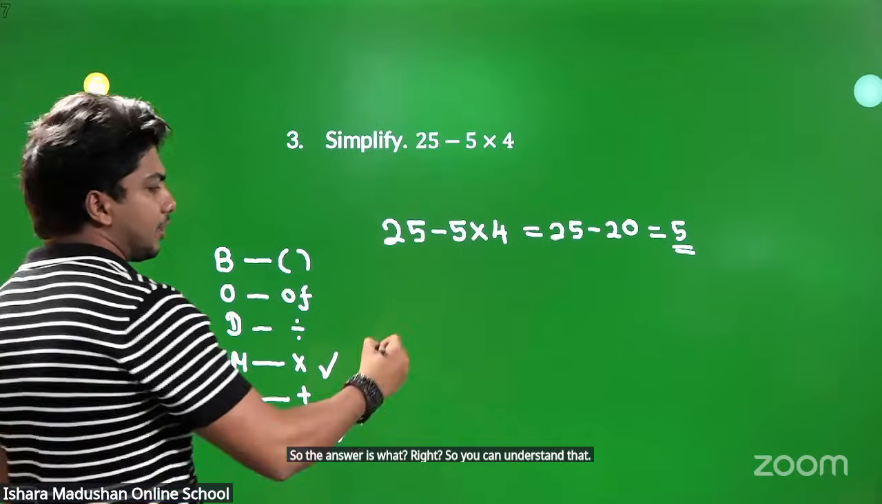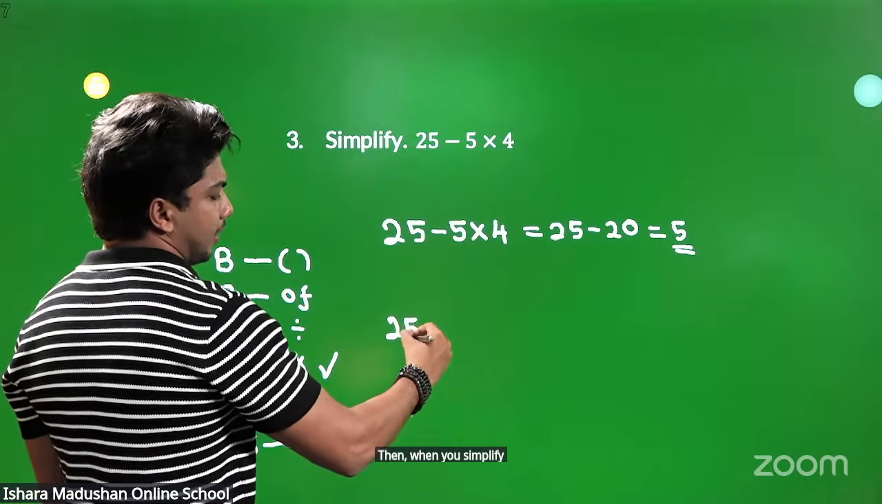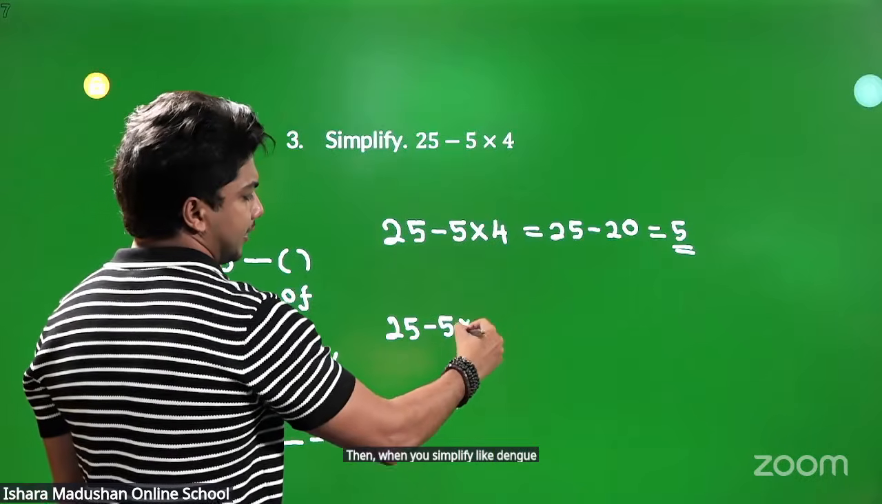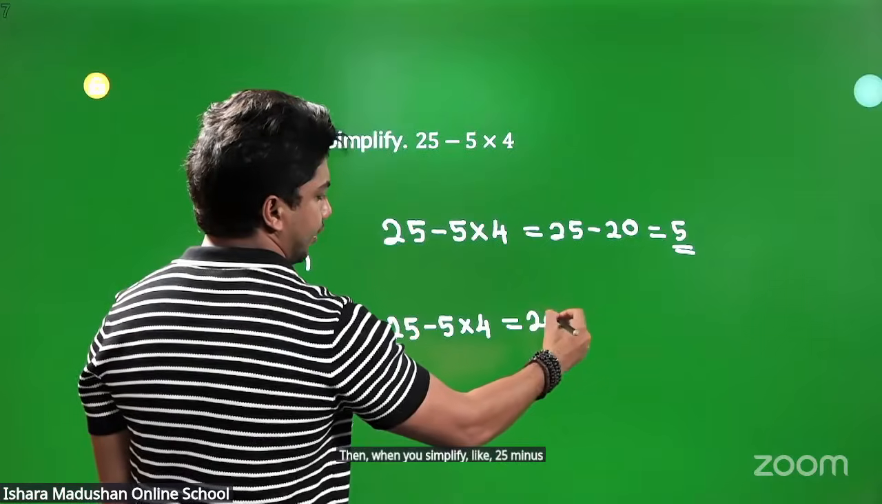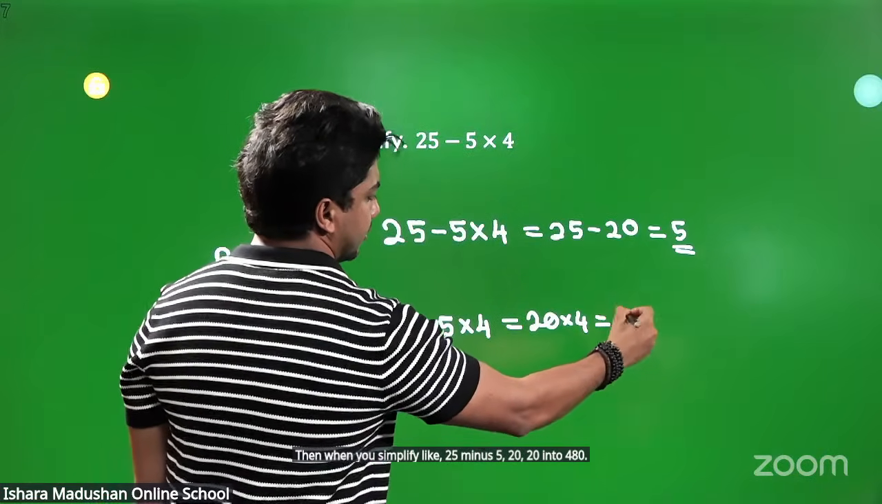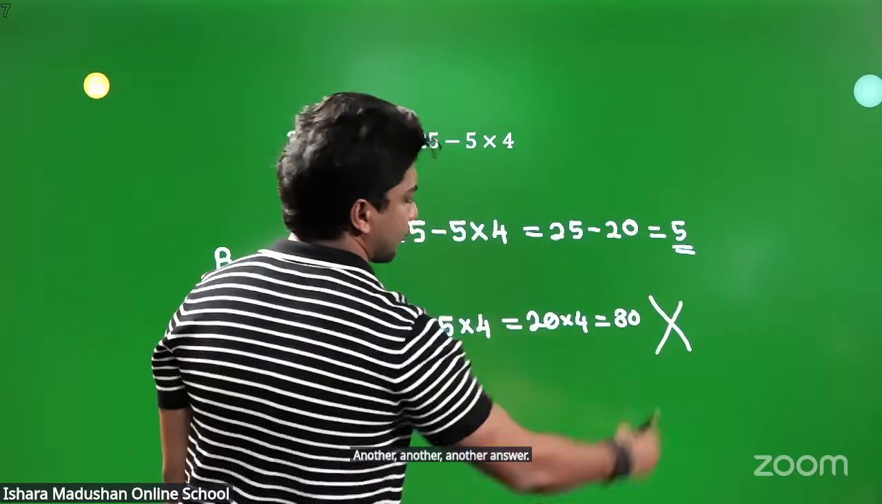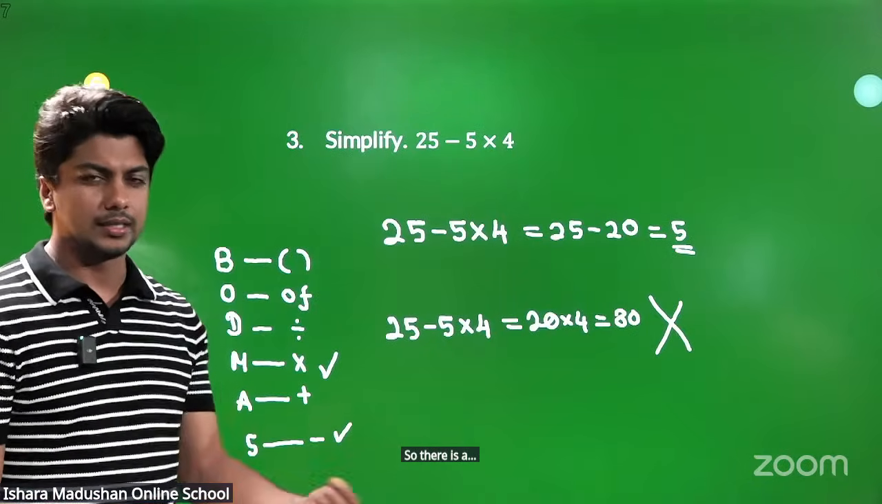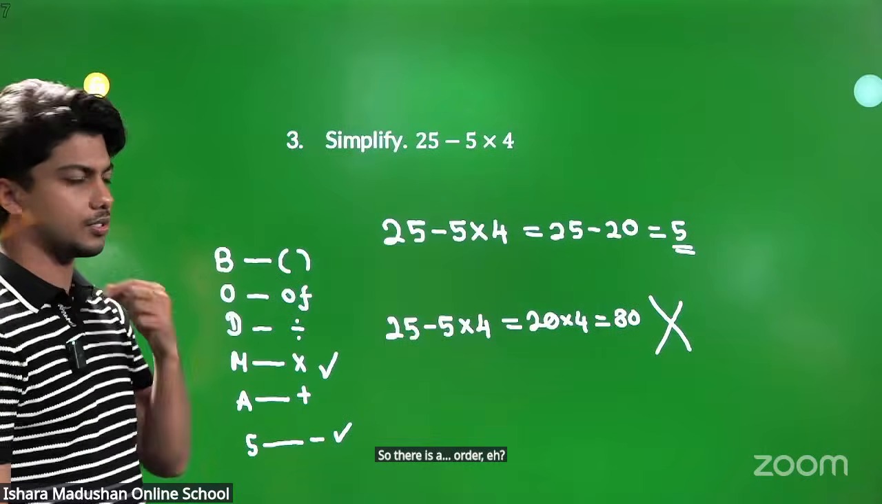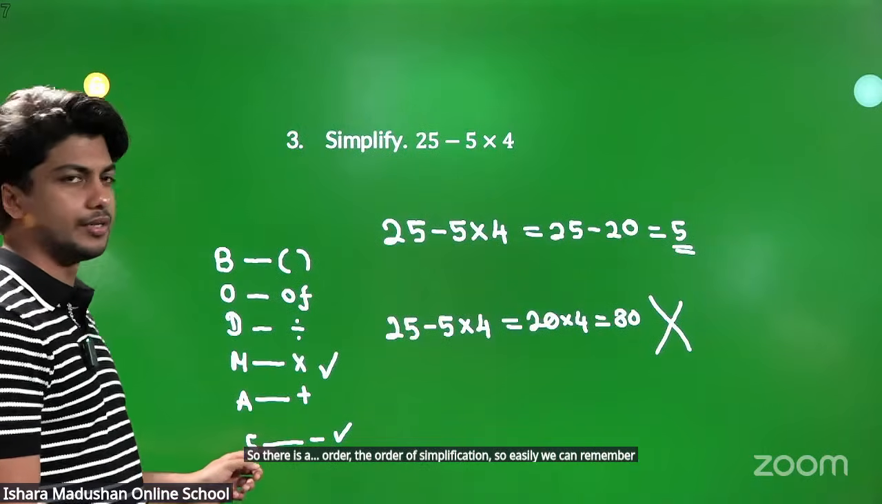Then when you simplify without thinking about BODMAS and just follow the given order, 25 minus 5 is 20, 20 into 4 is 80, another answer, but it is wrong Buddha. Right? So there is an order, the order of simplification. So easily we can remember it as BODMAS.